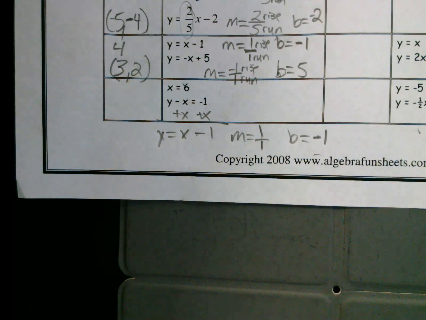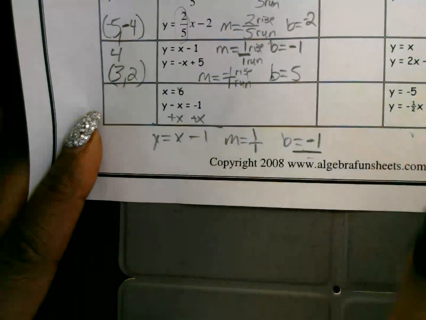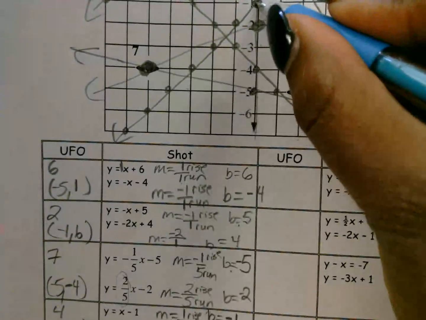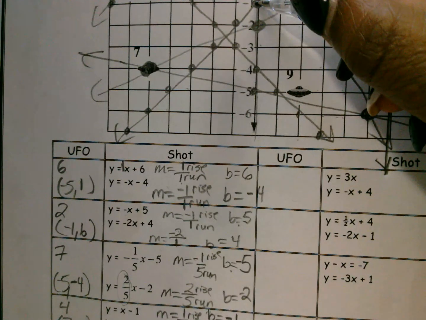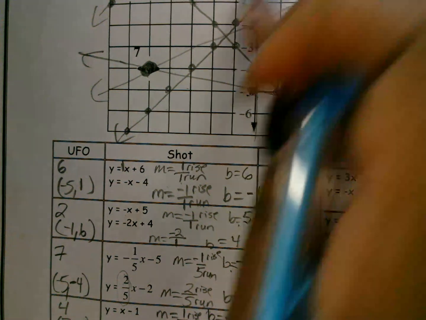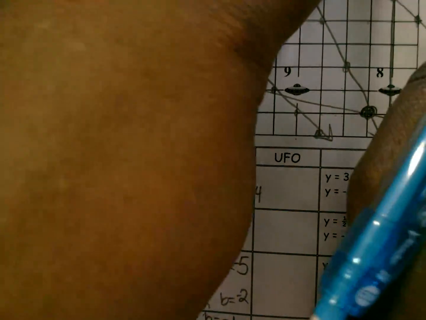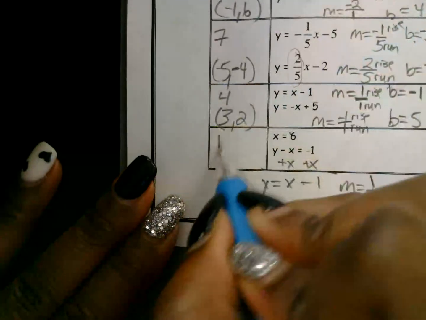All right, so now when we graph this equation, we find negative 1 on the y-axis. Negative 1 on the y-axis is right here. Then we're going to go up 1 over 1. So it's this line right here. These two lines cross at 10. So the UFO for this one is UFO 10.